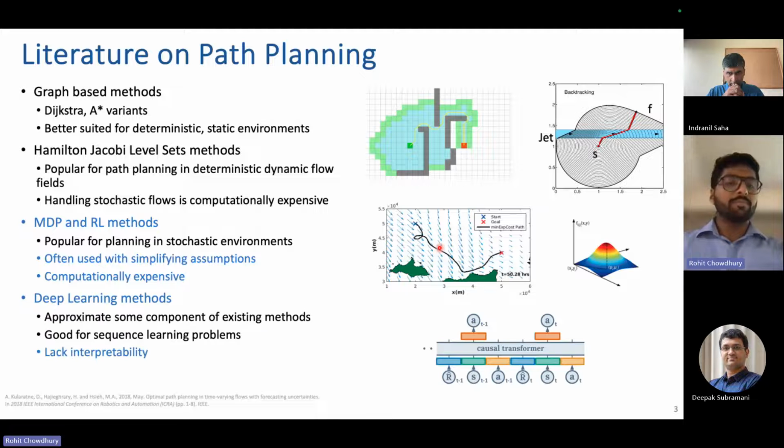So it's pretty expensive. And then finally, of late, we have some deep learning methods. Deep learning methods either work by approximating some component of these existing methods. And another way to go about it is for deep learning methods to cast the path planning problems as sequence learning problems. But the thing is that these methods can lack interpretability. In the work that we propose, we narrow our focus down to MDP-based methods and deep learning methods. But then the philosophy of our approach is that we should try and address the challenges of these methods. That is, for MDPs, we do not want to use any simplifying assumptions, and we want to address the computational expense. And for deep learning methods, we want to address the lack of interpretability.